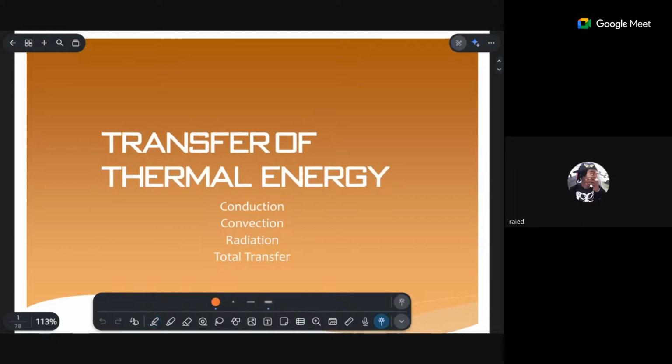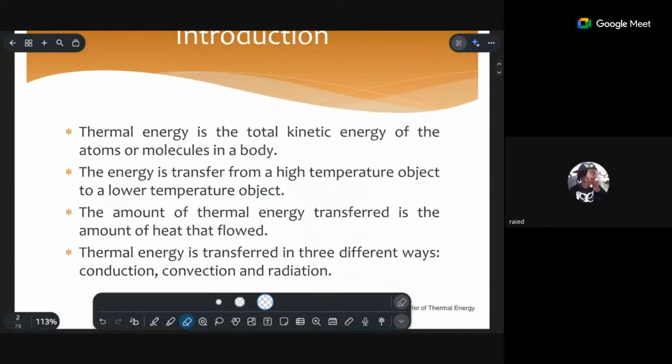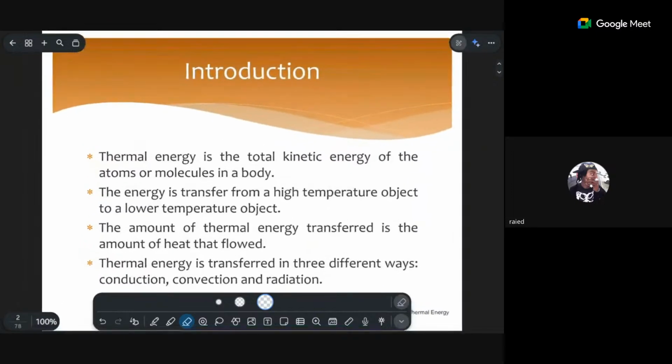So basically, what we are going to discuss today in this topic is transfer of thermal energy. There are several modes of transfer of thermal energy: conduction, convection, radiation, and then total transfer. All these are equally applied, somehow in different formats, but they are the main modes of heat transfer.